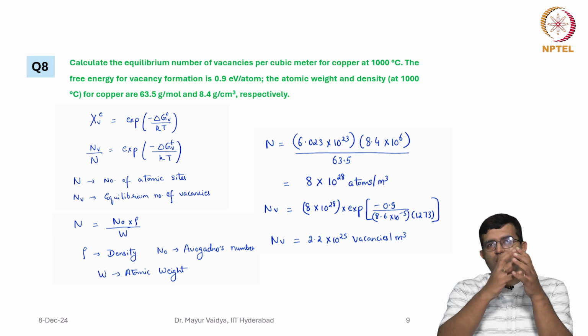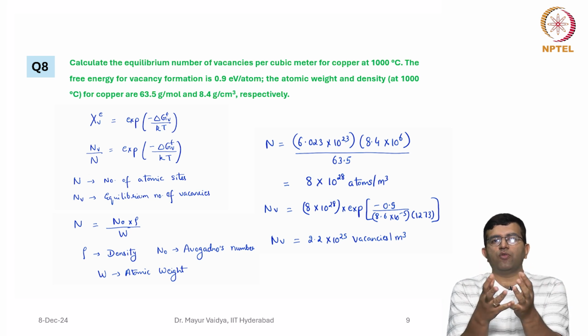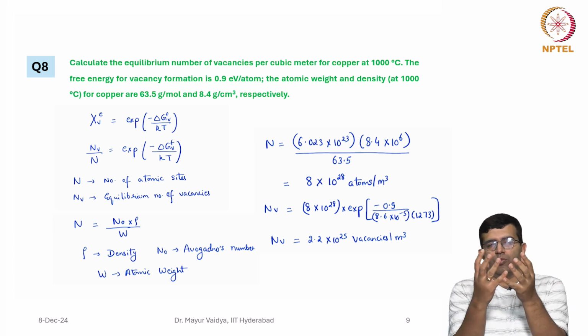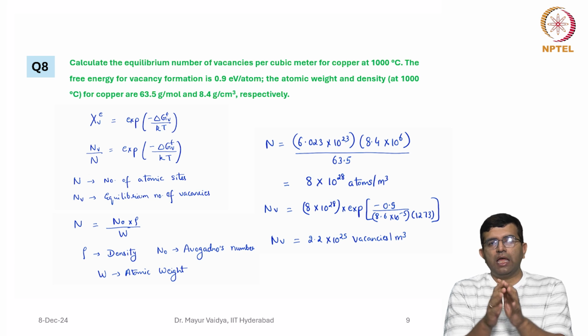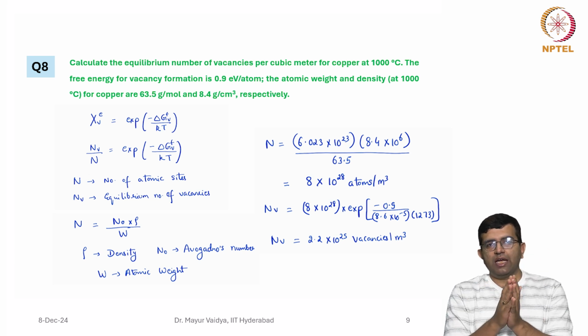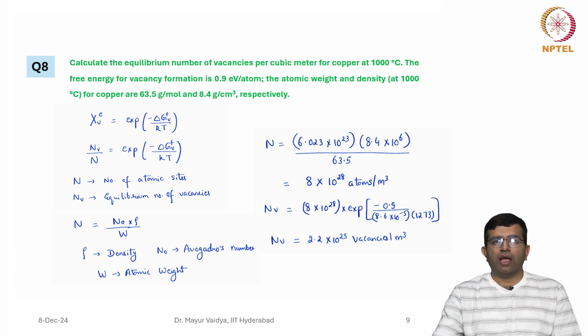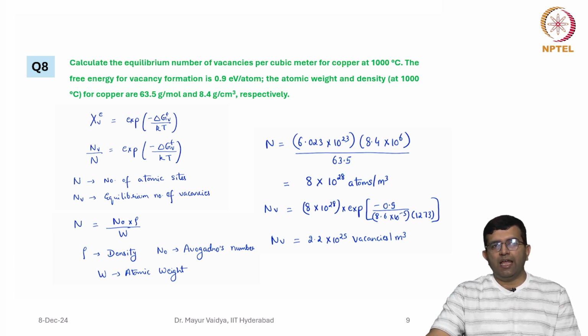Now, what do we mean by the fraction of vacancies? Fraction of vacancies means the number of vacancies divided by the total atomic sites in the crystal, or in the material. So X_V equilibrium can be written as N_V, the equilibrium number of vacancies, divided by N, the number of atomic sites. So N_V by N is equal to exponential of minus delta G by kT.